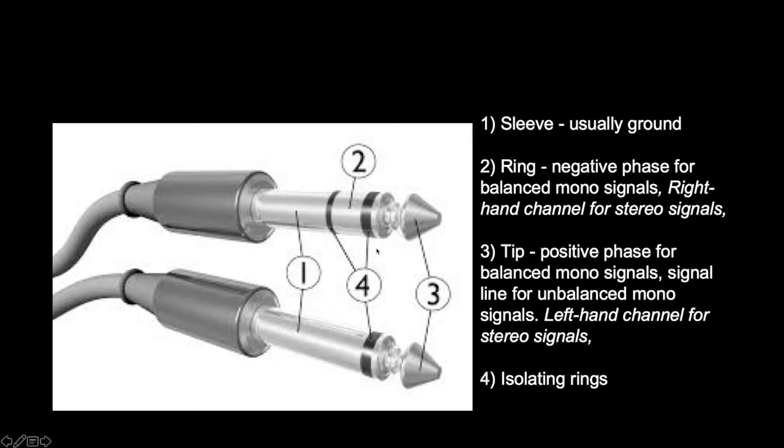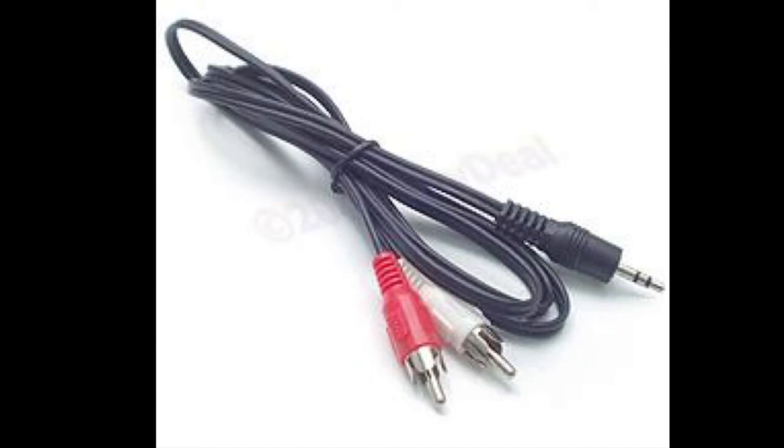So in here, what is that notch? Well, you can see that's our isolating ring that separates the sleeve from the ring. So we have our tip, we have our ring, and our sleeve, and that little notch gives it away. You can see here without this, we know that this is an unbalanced quarter inch. This is a balanced quarter inch. Tip, ring, sleeve.